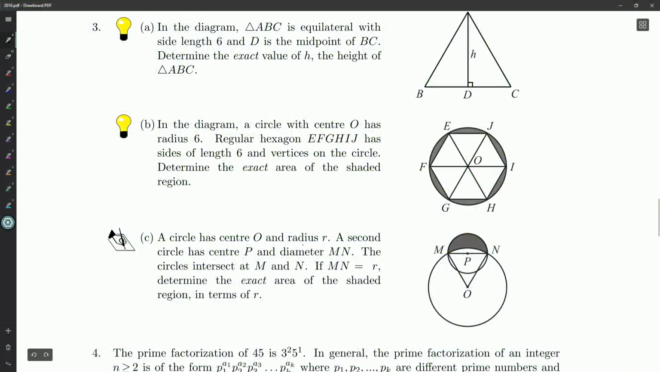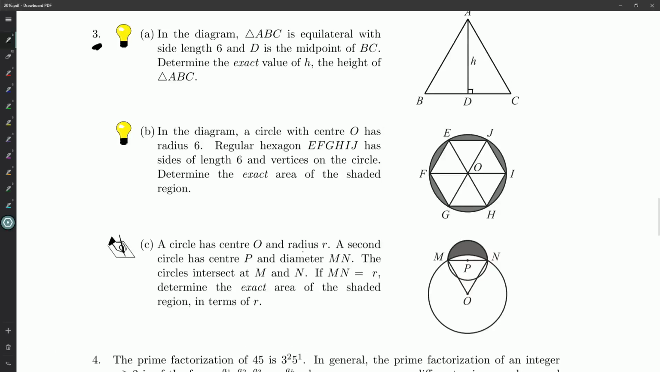We are now looking at question 3 on our 2016 Galois contest. In the diagram, the triangle ABC is equilateral, so all these sides are the same, with side length of 6. And D is the midpoint of BC, and just like all isosceles triangles, which technically equilateral triangles are, A to D, this midpoint, gives us a nice height, a nice perpendicular altitude. We are being asked to determine the exact value of h, the height of our triangle.